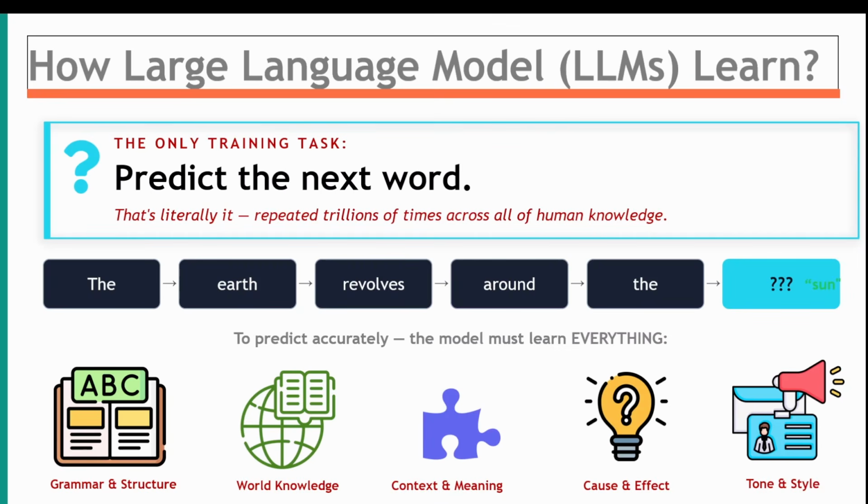LLMs don't learn by memorizing facts. They learn by getting really, really good at guessing what comes next, and everything else emerges from that. So here in LLMs, large means it's very big in two dimensions.